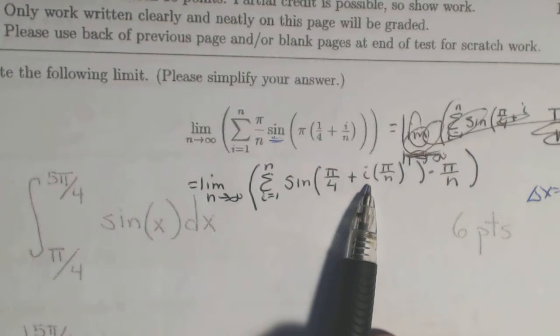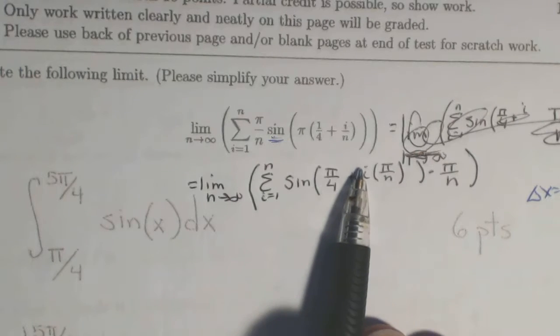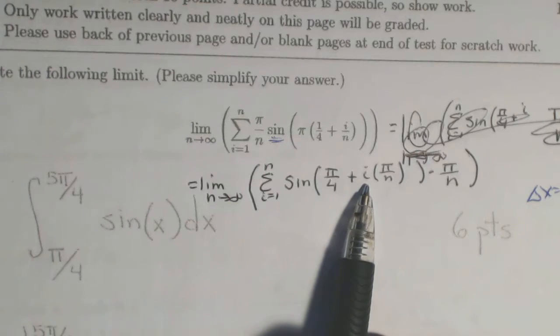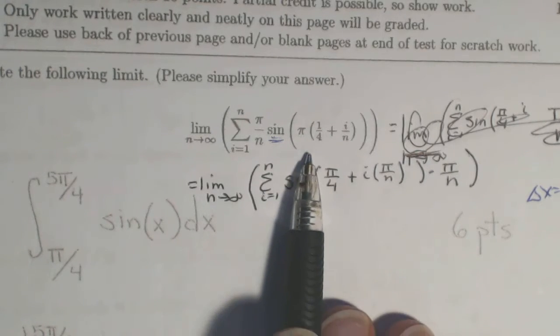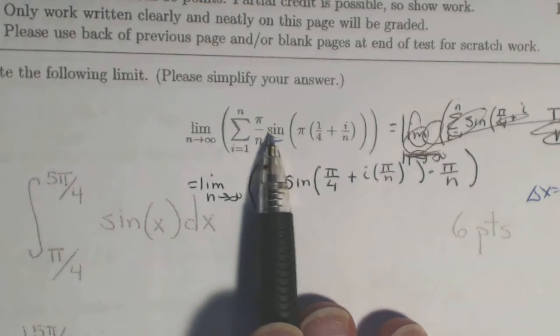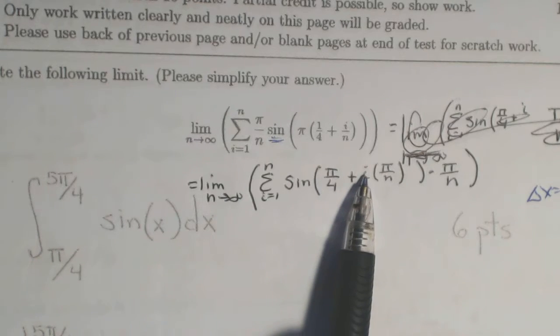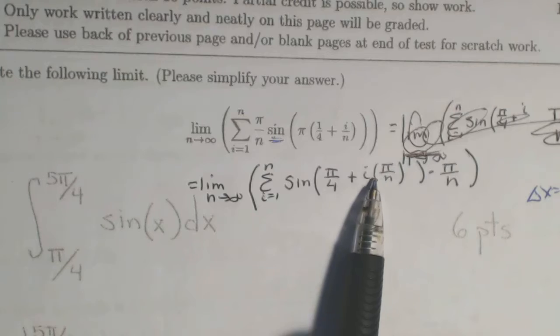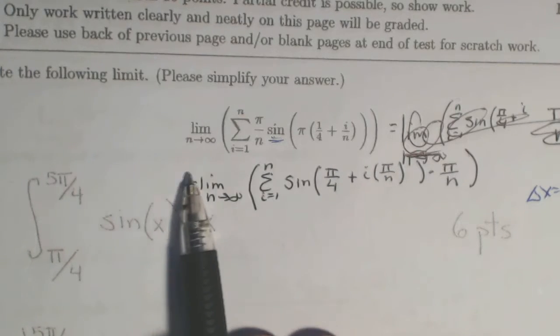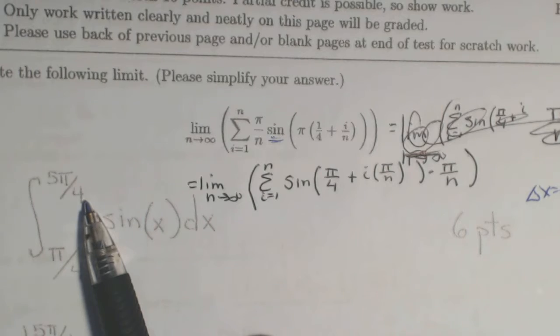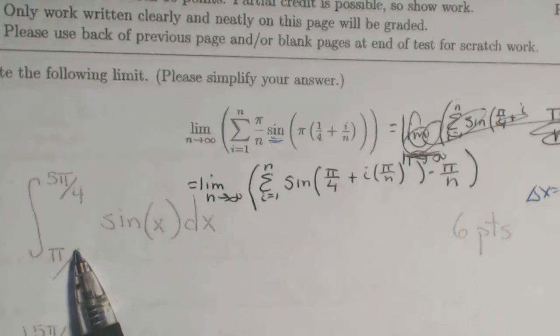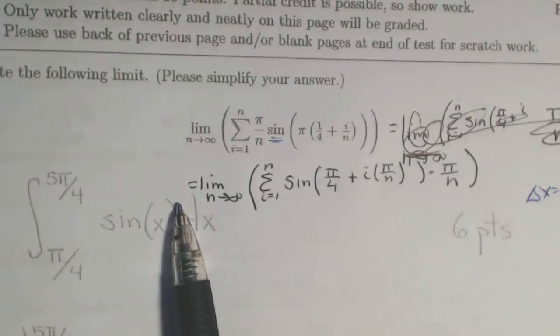When i equals 0, all I did was distribute this. When i equals 0, that would leave you with pi over 4, and when i equals its last value, make that an n, you get n over n, they cancel, and you've got pi over 4 plus pi for your last value, and that's 5 pi over 4. So we're integrating from pi over 4 to 5 pi over 4 of sine x dx.